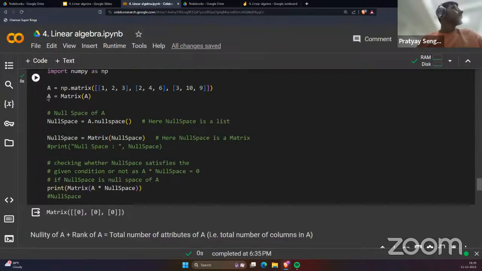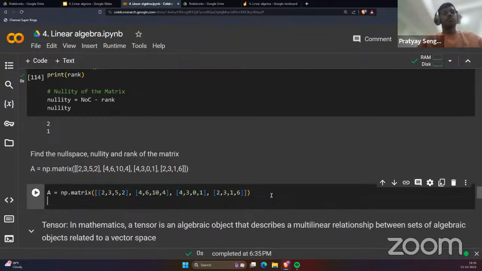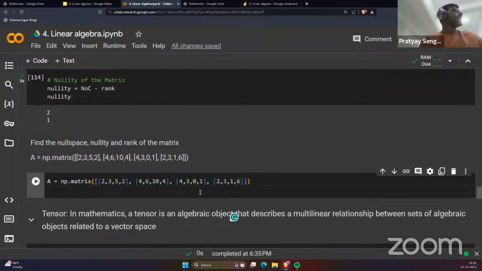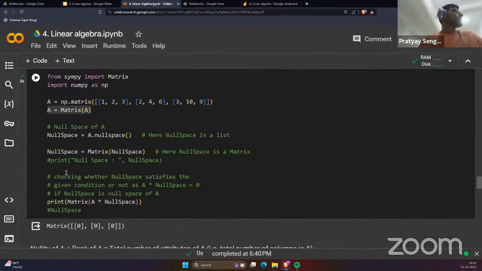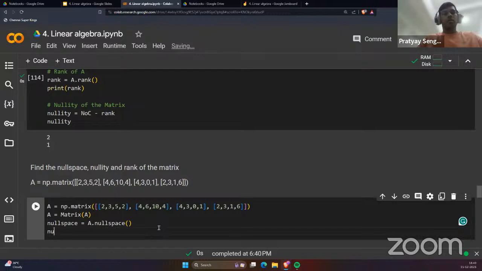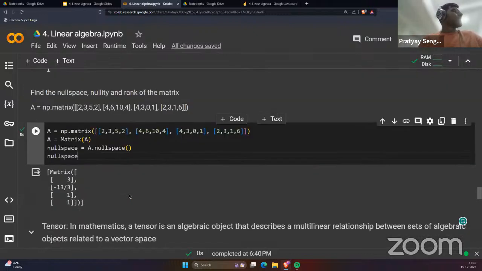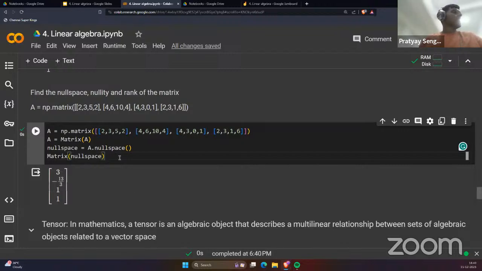Okay, let's start with this part. Let's see the matrix. So this is the matrix, right? Let's get the null space. A dot null space will give you the null space, and then let's print the null space. So this is your null space, right? If I write matrix null space, this should work. So this is your null space. Simple. Then let's get A dot shape.